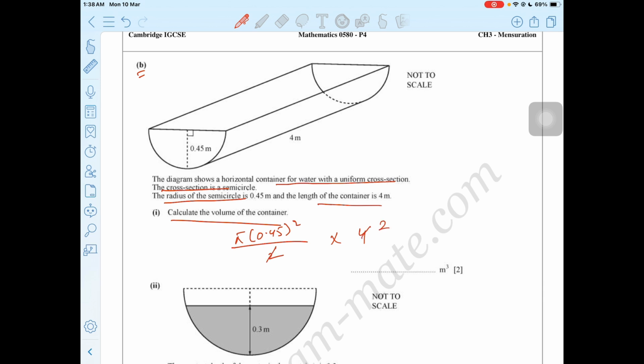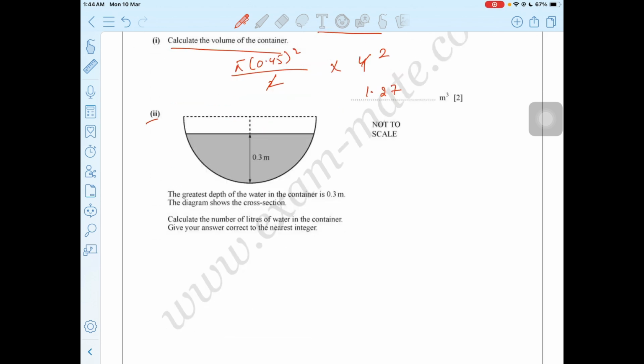We should have multiplied by 2. So this would be 1.27, right? Now, okay, so now we have part 2, where we are given the greatest depth of water in the container, 0.3 meters. The diagram shows the cross section. Calculate the number of liters of water in the container, giving your answer to the nearest integer.